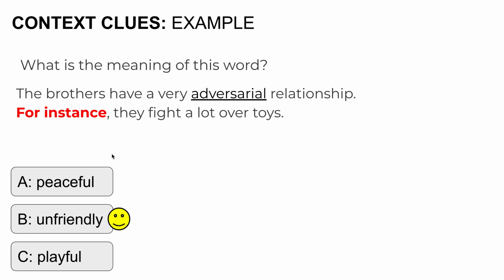Okay, if you guessed B, unfriendly, you were right. We can see they fight a lot over toys. They give us an example of their adversarial relationship. They fight a lot over toys. Definitely not peaceful, definitely not playful. It's very unfriendly. Again, maybe when we're guessing, our guesses are not exact, but they're close. That doesn't mean that we're wrong. It just means that we have a better idea of the word.